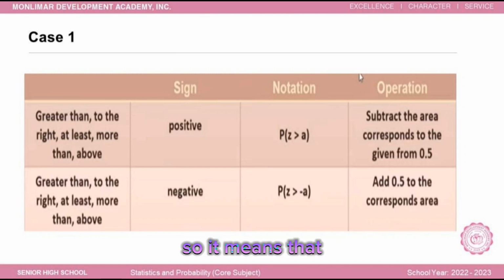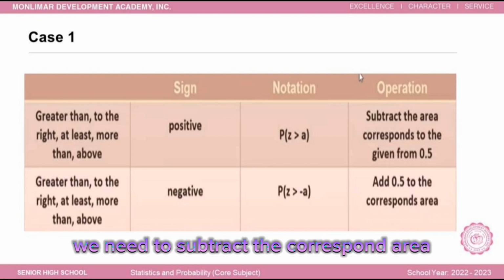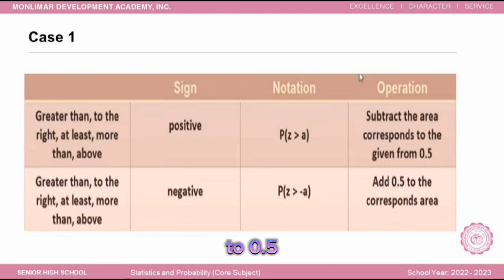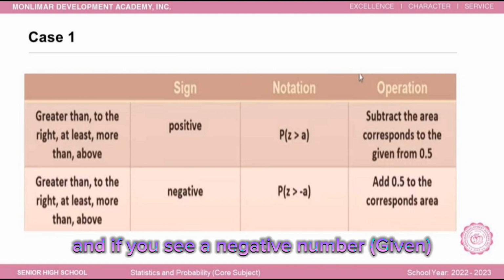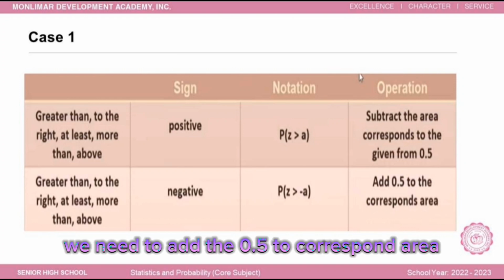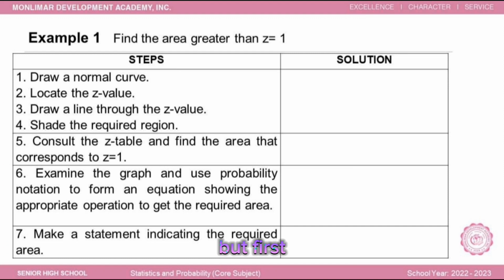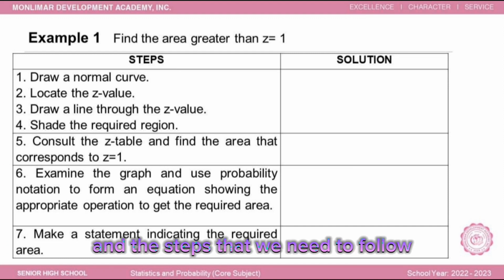So it means that if you see a positive number, we need to subtract the corresponding area from 0.5. And if we see a negative number, we need to add 0.5 to the corresponding area. Now we will proceed to solving, but first I will show you the examples and the steps that we need to follow.